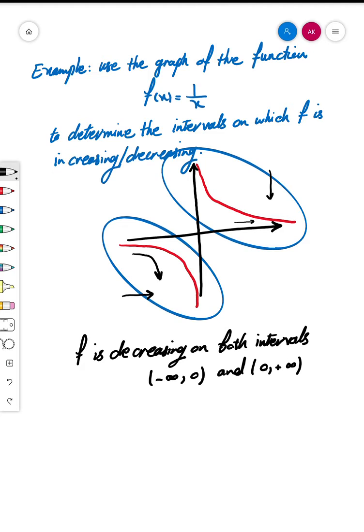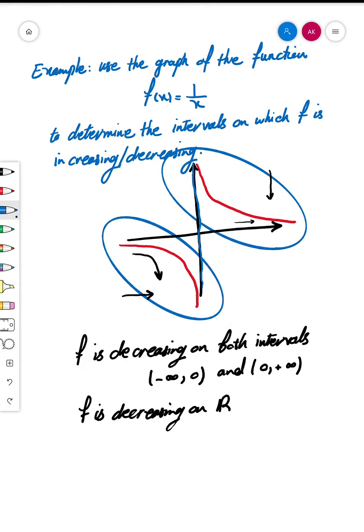Some may think that, well, it seems that we have the whole real line. Why don't we write f is decreasing on the real numbers, on the whole thing? But you have to be very careful. 0 is a point at which the function is not defined. So the function is not defined at 0. I cannot plug in 0 there.